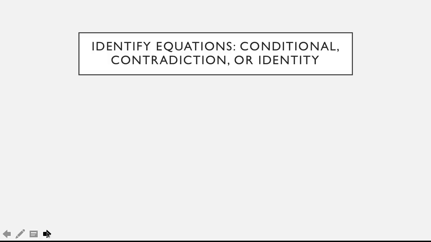Next, we're going to identify equations as conditional, contradiction, or identity. If you don't remember, conditional is when you come up with one solution. Contradiction is when you come up with a case like 0 equals -2 or 4 equals -5. The identity is going to be all real numbers, so they're going to be the same on both sides of the equation, like 3x plus 5 equals 3x plus 5.